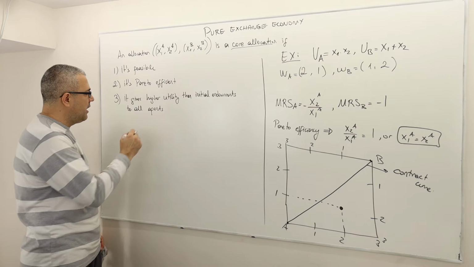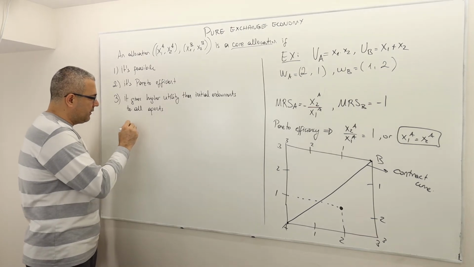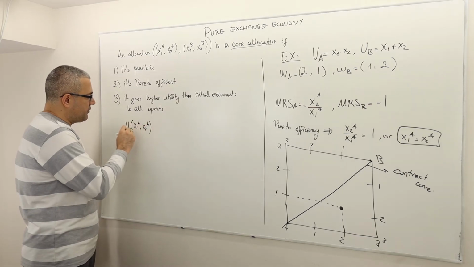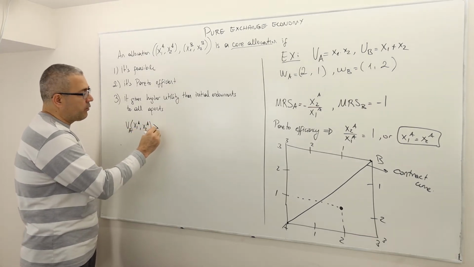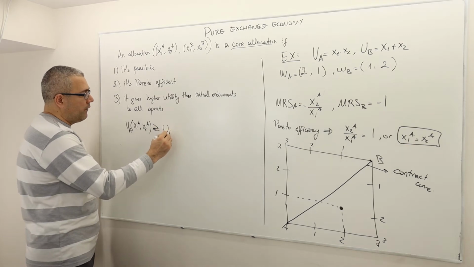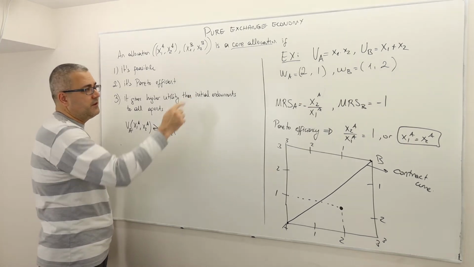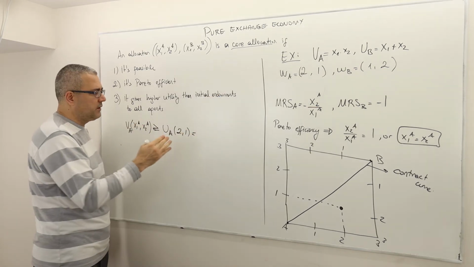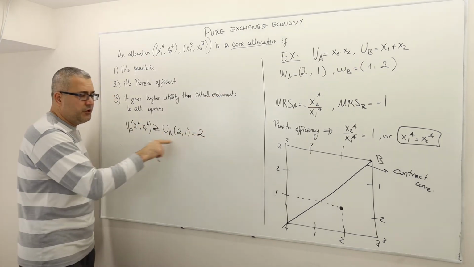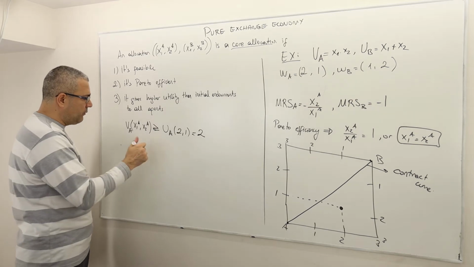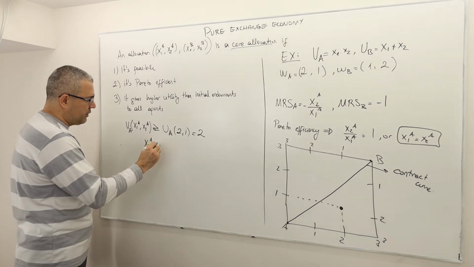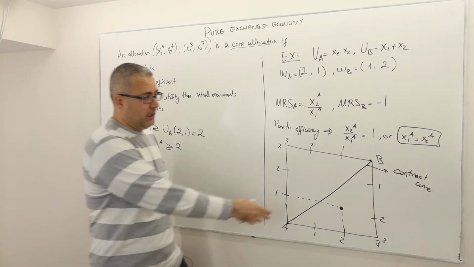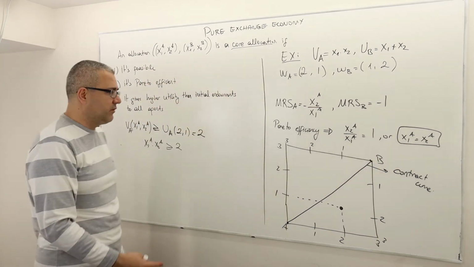So how do I do that? It's going to be some consumption bundle x1A and x2A, where the utility of agent A has to be greater than or equal to the utility if he consumes his initial endowment, which is 2 and 1. His utility function is x1 times x2, so initially his utility was 2. Therefore I'm looking for x1A times x2A greater than or equal to 2.